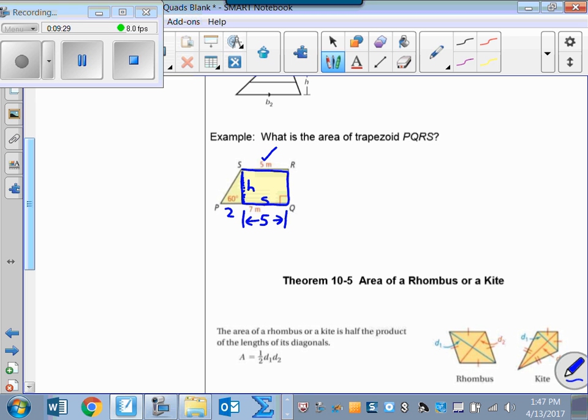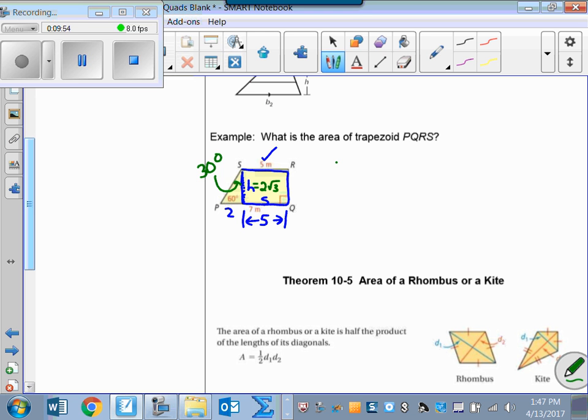So I got a 30, 60, 90 triangle. That little angle up there is going to be 30 degrees, right? And so I know that the 2 is across from the short side, right? So that means the side across from P, which is our height, is going to be 2 times the square root of 3. Got to remember those special right triangle rules.